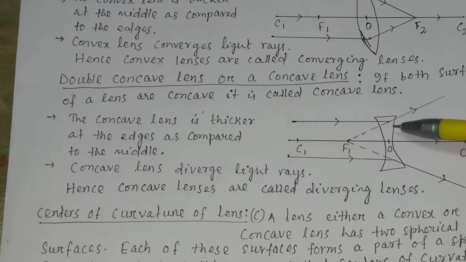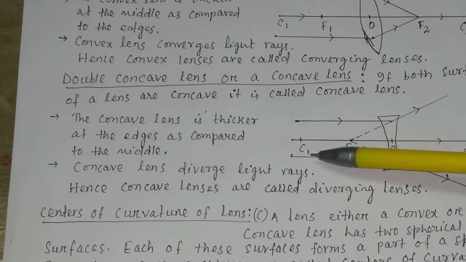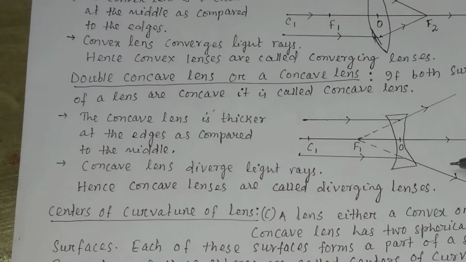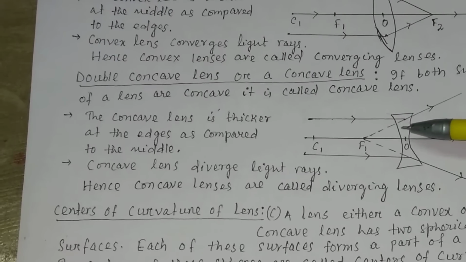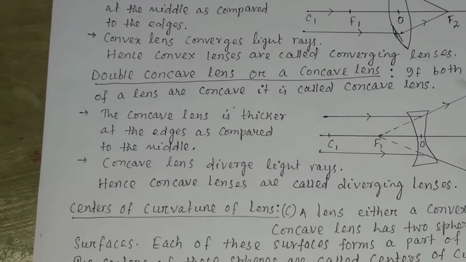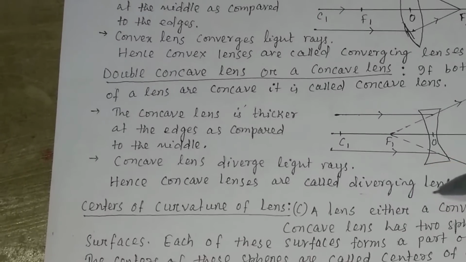A concave lens diverges light rays. These are parallel light rays. You see, they are diverged by a concave lens. So a concave lens diverges light rays. Hence, concave lenses are also called diverging lenses.